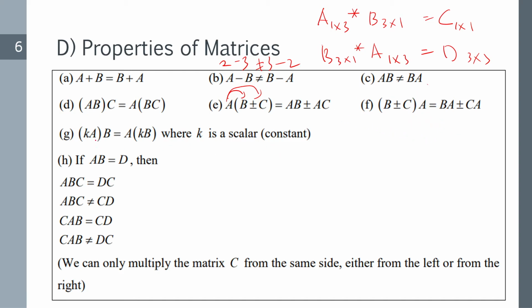Okay, and then if you have a scalar, or a constant, you can put it anywhere, it doesn't matter, because a scalar is not going to affect anything. Let's say if you have AB equals D, that means you just replace your AB with D, and then if you notice here, this is AB, so it should be DC. You cannot change it to CD. Okay, if you have CAB, this is AB, so it's CD, and so on.